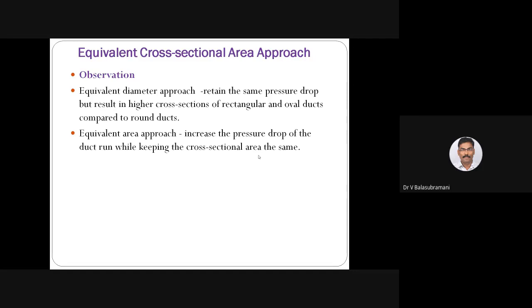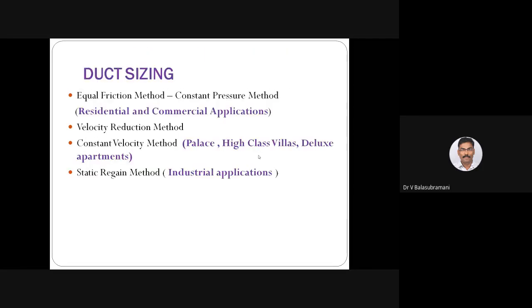Okay, now I just move to the major concept, that is duct sizing. There are three methods popularly used in duct sizing. One is the equal friction method, another is the constant velocity method, and the third is the static regain method. The equal friction method is mostly adopted by design engineers and air conditioning engineers. So it is normally used in residential and commercial applications.